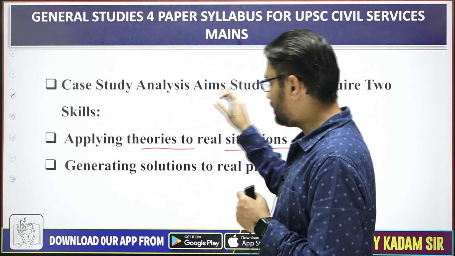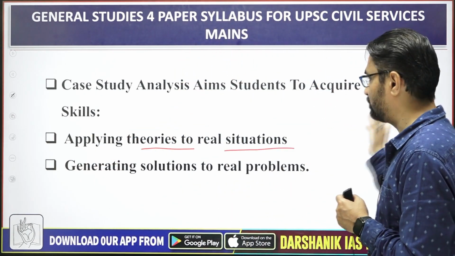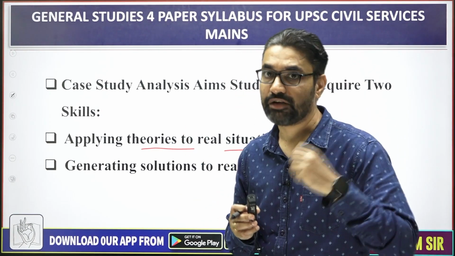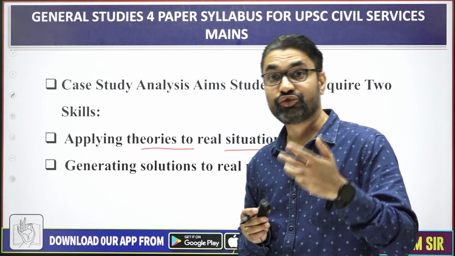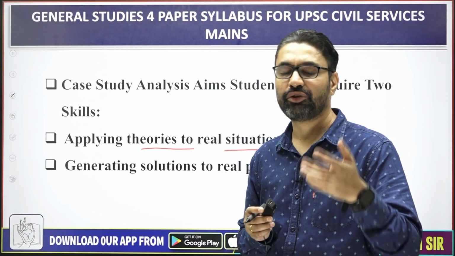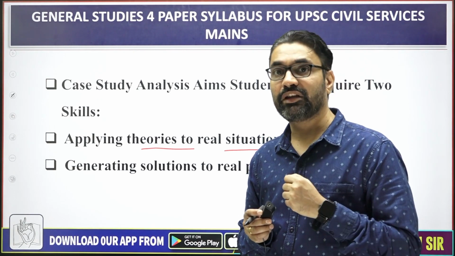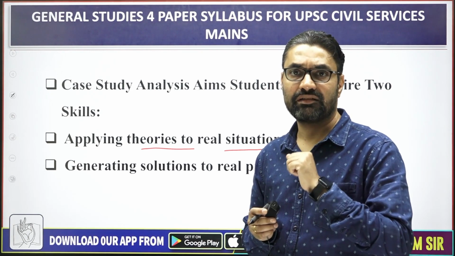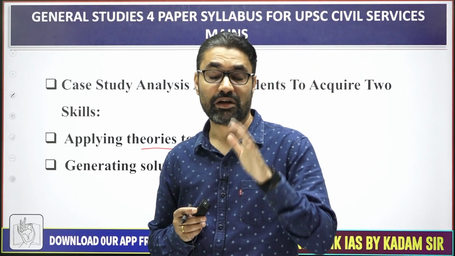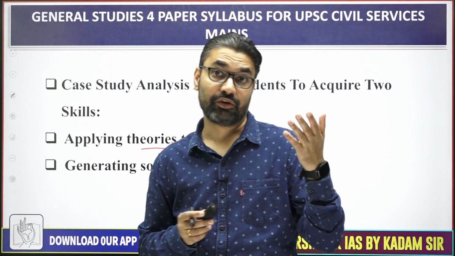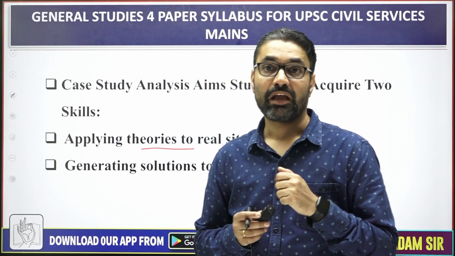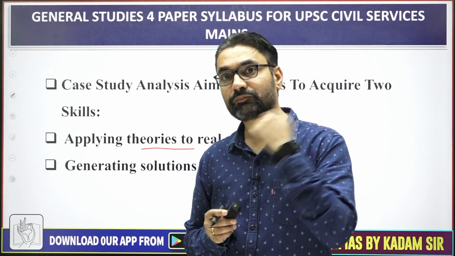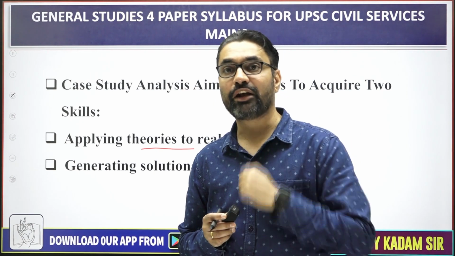So case study analysis aims for students to acquire two skills, as I said, the first being applying theories. In the philosophy segment, I told you there are a lot of theories. Under virtue ethics, you have Aristotle, Plato, Socrates, Epicurean and Stoicism theory, Buddha, Mahavira, and a lot of their concepts. Then you have consequentialist ethics, or teleology, with different branches like the utilitarianism of Jeremy Bentham and John Stuart Mill, act consequentialism of Bentham, rule consequentialism of Mill. Then you have ethical egoism, ethical altruism, and ethical hedonism as theories.